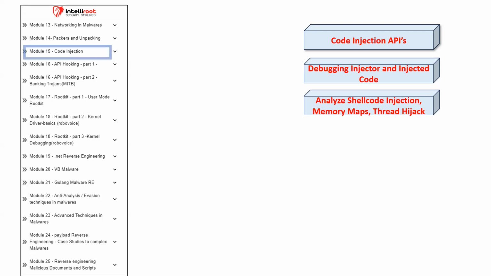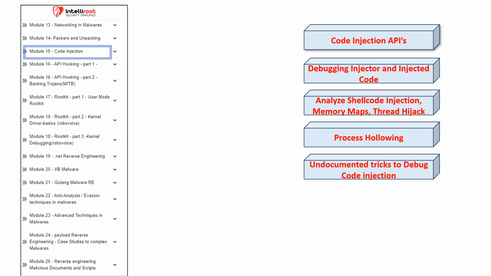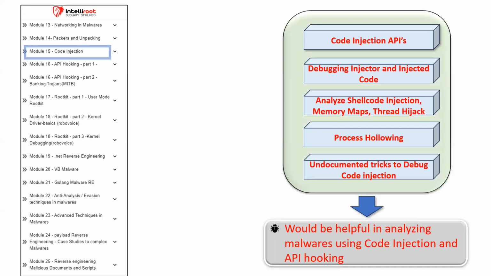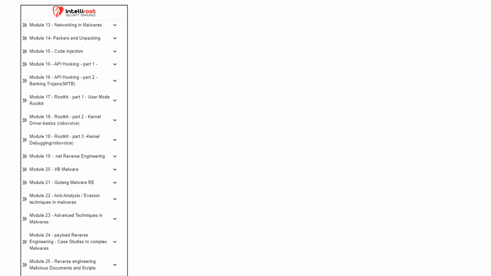Some of the common techniques I have covered in this are shellcode injection, memory maps, and thread hijacking. It also covers debugging of process following. Also, you are going to learn some undocumented tricks to debug code injection. And this module would be helpful in analyzing malwares using code injection and API hooking.